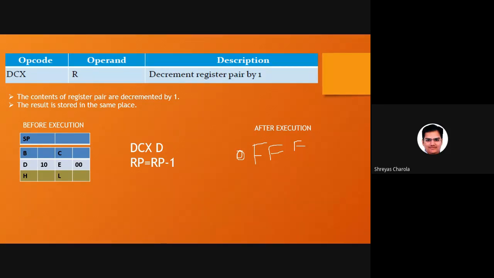Are you waiting or not? Did you understand? So the answer is 0F in D and FF in E. Okay? Is it clear to all of you? Do you get it or not? Parthiv, those who are listening and giving the answer, is it clear?